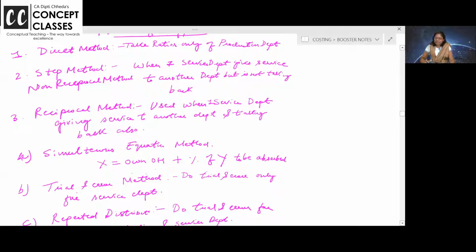Now there are problems asked in the exam for reapportionment, any of the 5 methods. Let us see first. Direct method. Take direct ratios only of the production departments. Direct method, theek hai? Straight le lo aap. Take ratios based on what is given to you, and directly apportion the overhead. Like they have given labor. Indirect labor is 8,000. 5,000 hours yahan kaam kiya, 3,000 hours wahan. To directly apportion kar do.